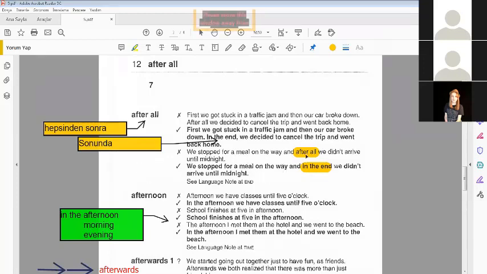So here we go. Again, after all and in the end. In the end means finally. We don't use after all in this case, okay? Whenever you want to say finally or in the end, we never use after all. We just say in the end or finally, not after all. Okay, thank you so much.